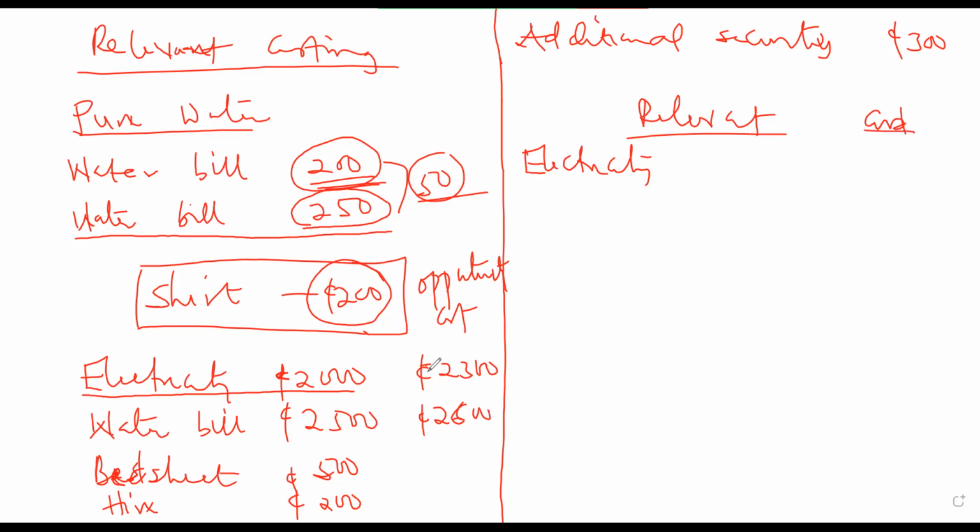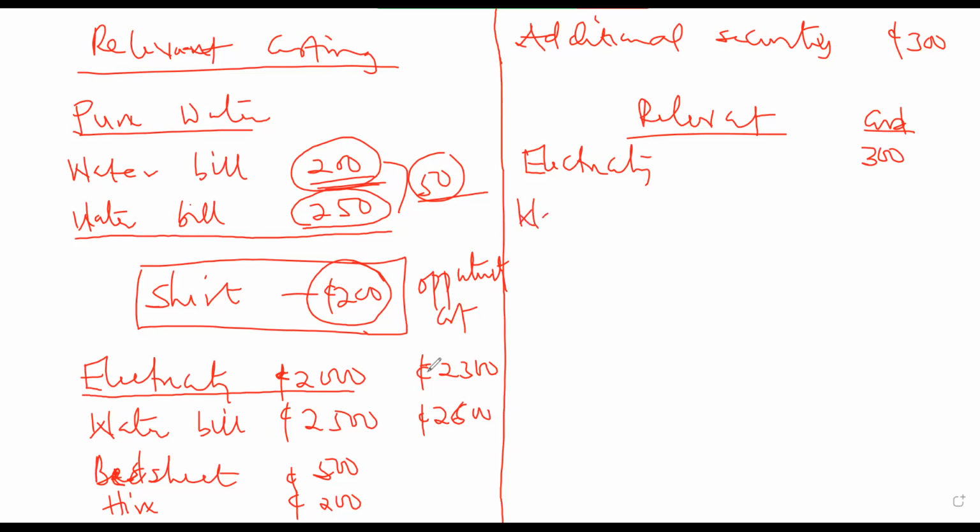The electricity will be how much? How will the electricity cost be? 2,000 without the hiring of the hotel. After hiring, the electricity bill will now be 2,300. So what is the cost that we are incurring as a result of what? The hiring of the hotel for the wedding. 300. Okay.